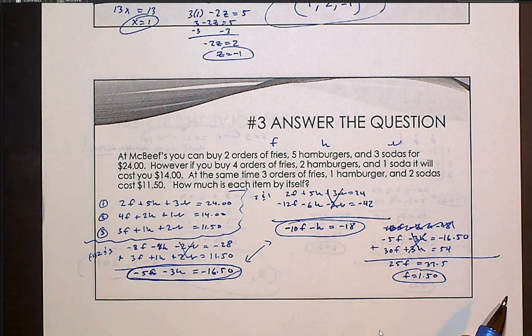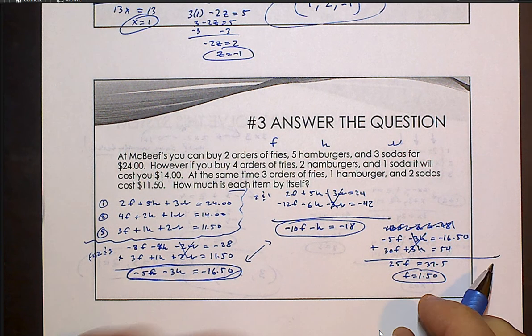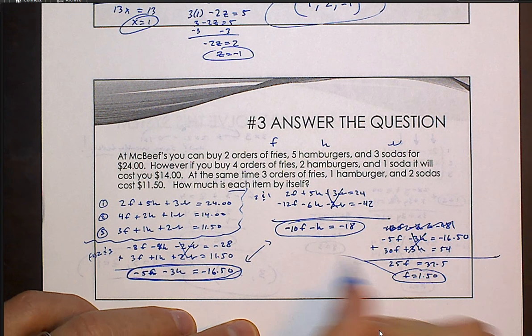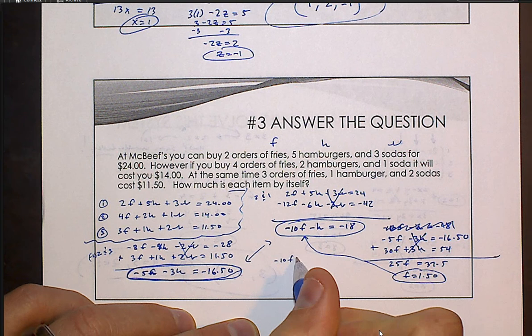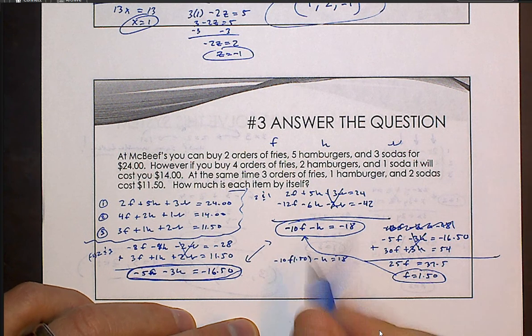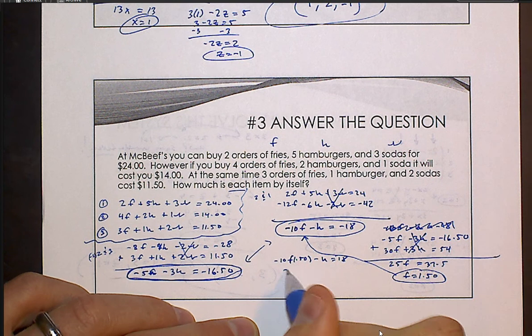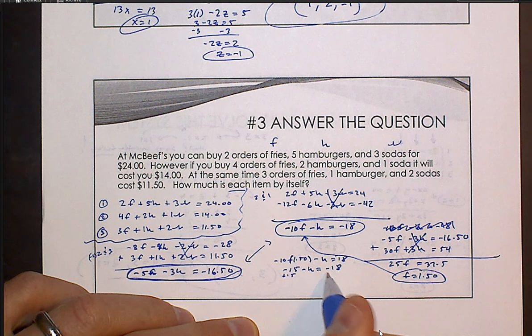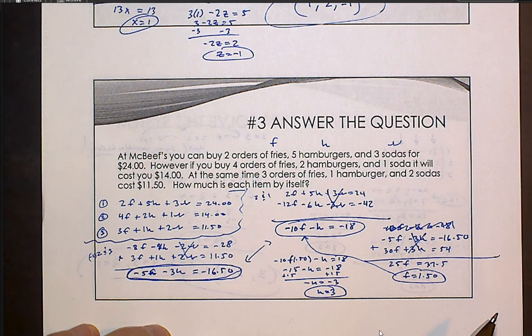Okay? And then we want to go back and plug that into any of our equations that I had for the 2x2. So I'm going to plug that in right here. So I'm going to have negative 10 times 1.50 minus h equals negative 18. So negative 10 times 1.50 is going to give me negative 15. So it's going to give me negative 15 minus h equals negative 18. I'm going to add 15 to both sides. Negative h is going to equal negative 3. And so if I divide by negative 1, I'm going to get a positive 3. So now I have a hamburger is $3.